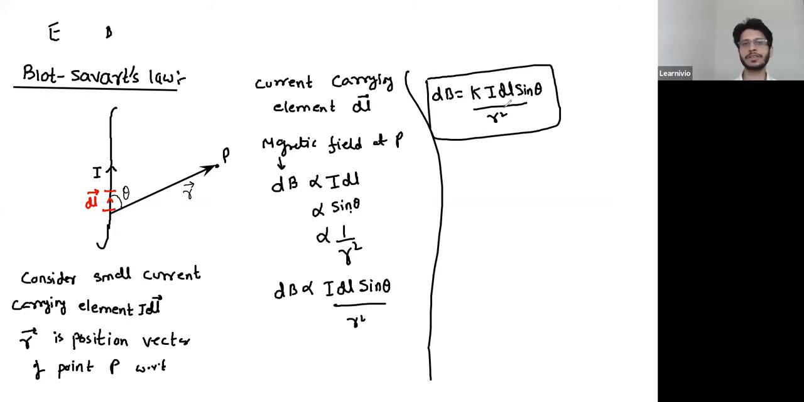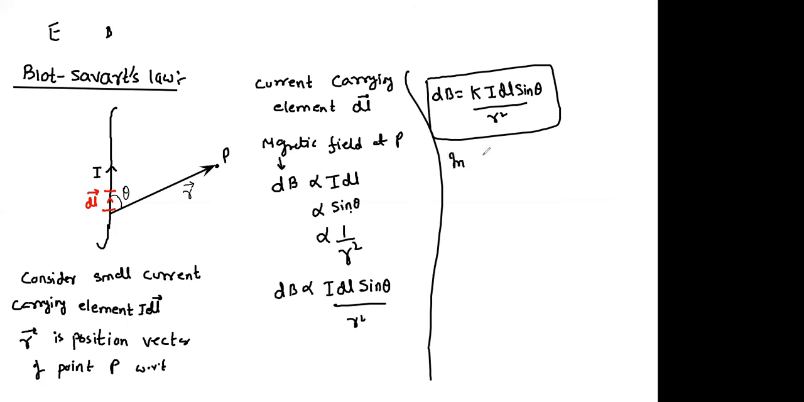In different units, this K has different values. If I consider SI unit, just like in electrostatics, where K was 1 over 4 pi epsilon naught, here this K is mu naught over 4 pi. If I substitute the value of K here, your magnetic field comes out to be dB equals mu naught over 4 pi, Idl sine theta over R square.